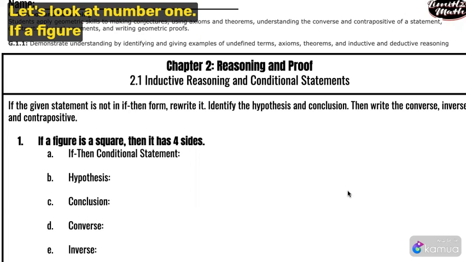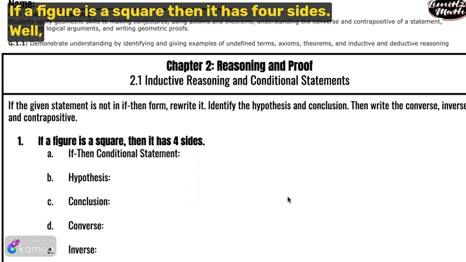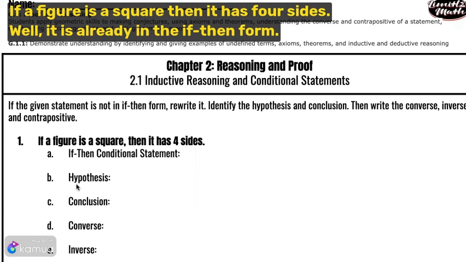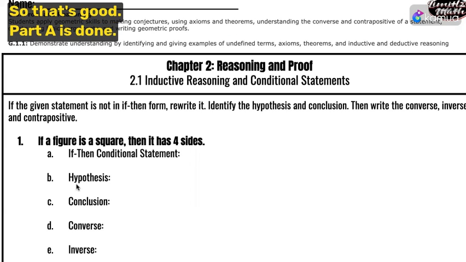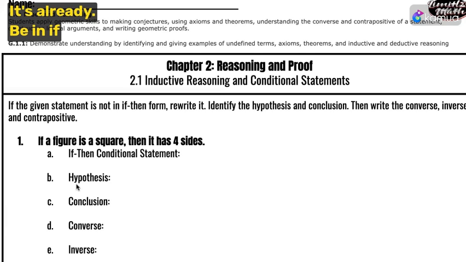If a figure is a square, then it has 4 sides. Well, it is already in the if-then form, so we don't have to rewrite it. So that's good. Part A is done. It's already in if-then format.